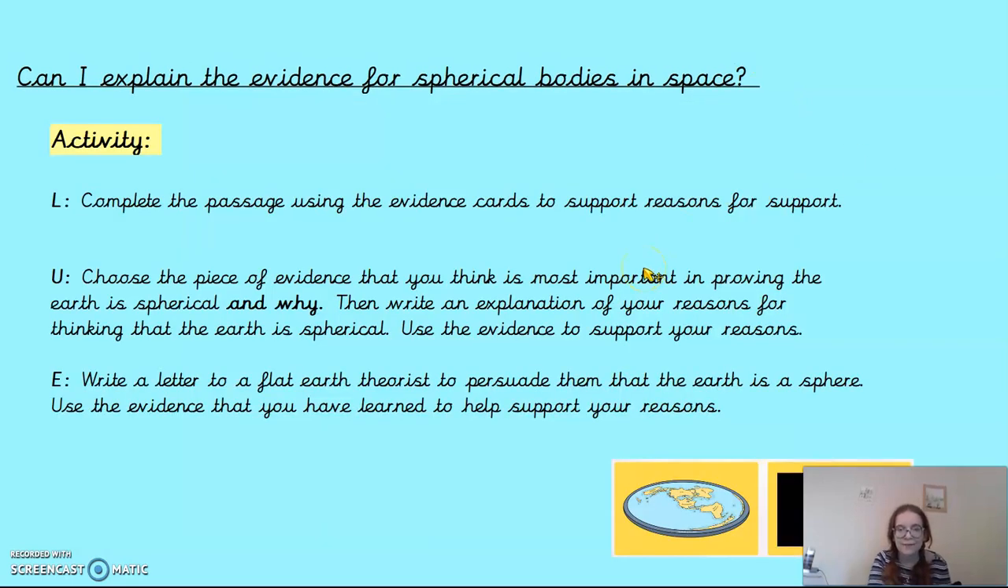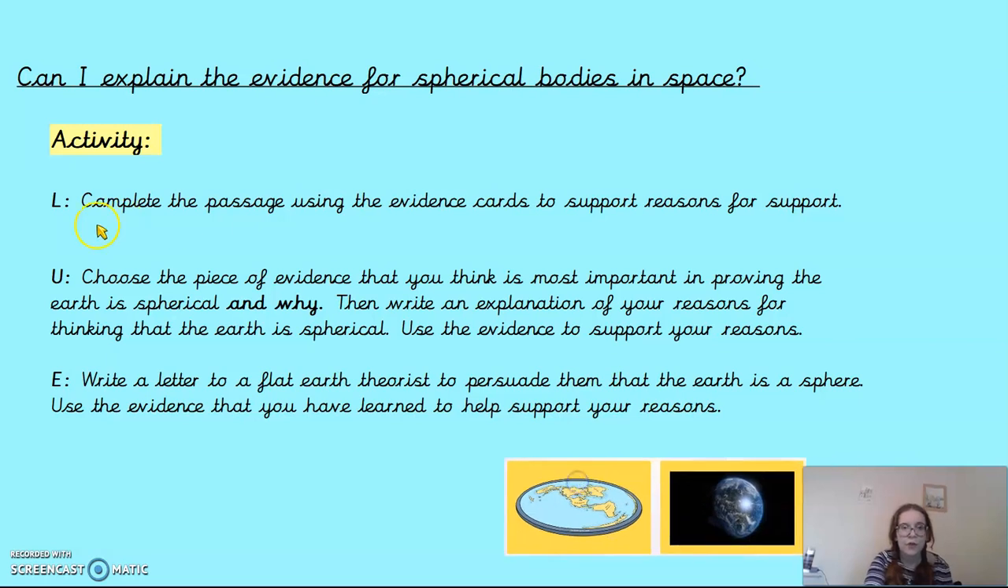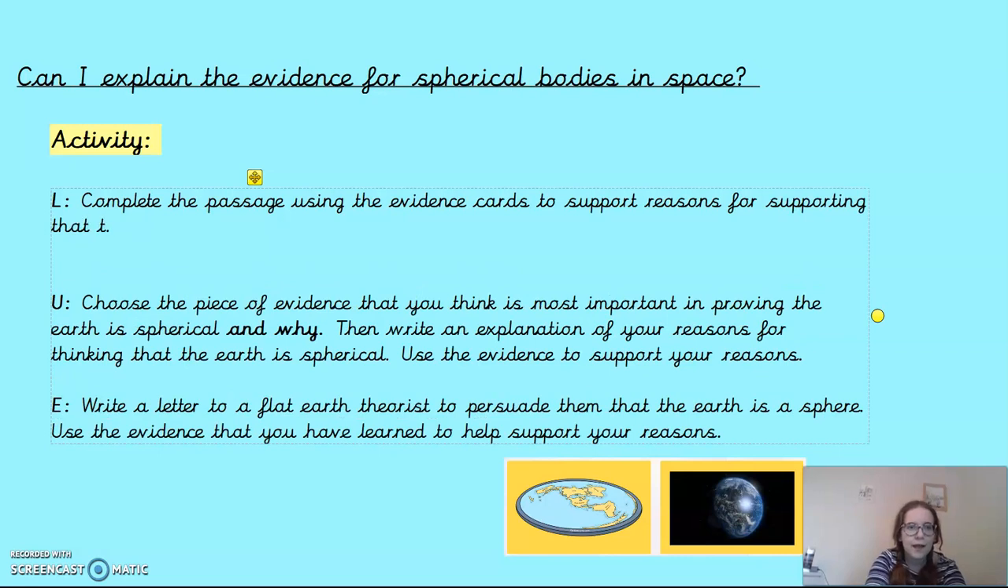Okay, now for your activity today. You've got your learning, using and exploring levels. Can you complete the passage using the evidence cards that we used earlier to support reasons for supporting that the Earth is a spherical body?